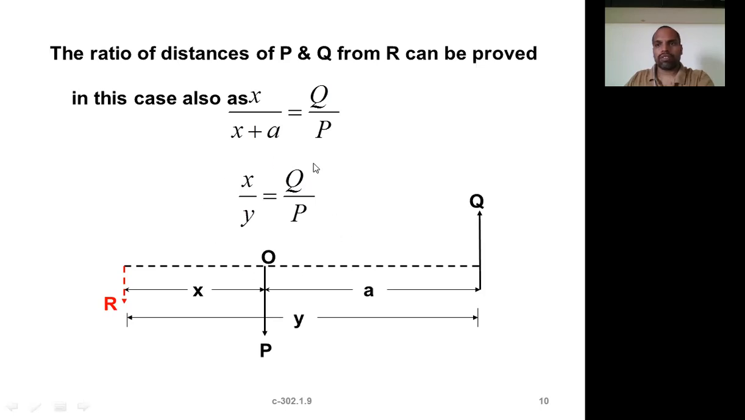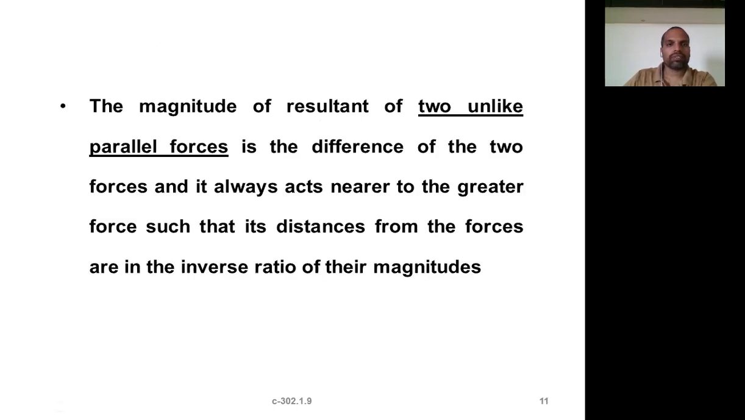The same thing holds for like parallel forces. As in the previous case, in that one also, x by y is equal to Q by P. Okay, the same relationship you have derived here also. It means that the distance of the line of action of the resultant is inversely proportional to the forces. That's what it is.